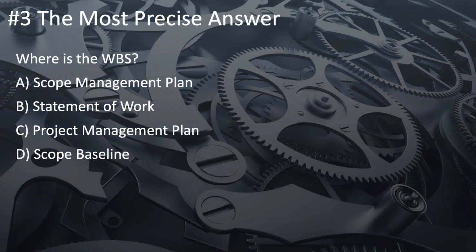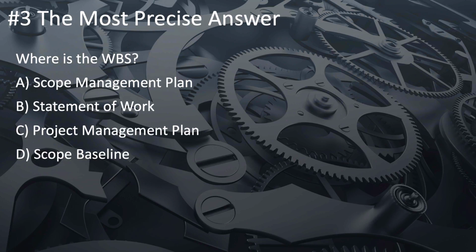The third key is to choose the most precise answer. Take this question, for example. Where is the WBS, or work breakdown structure? Is it in the scope management plan, the statement of work, the project management plan, or the scope baseline? Well, let's think about this for a moment and analyze it. The scope management plan is all about how scope will be planned, so it's not going to have any of the specifics about the work breakdown structure for this particular project.